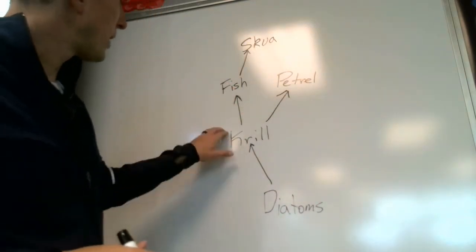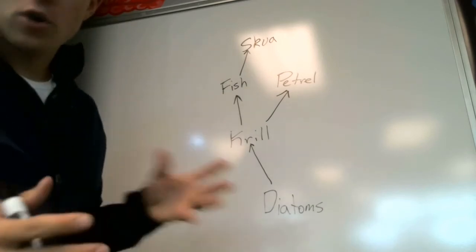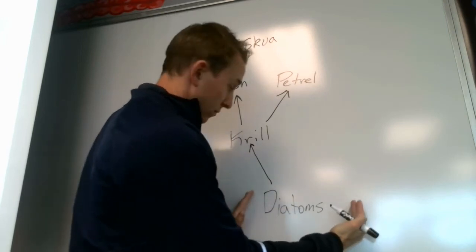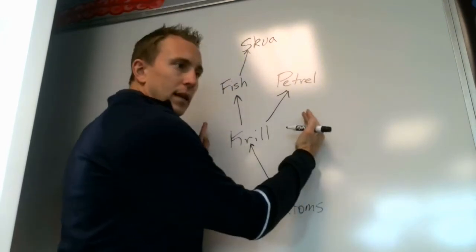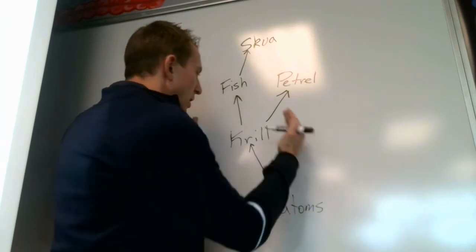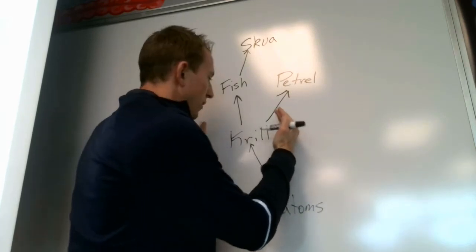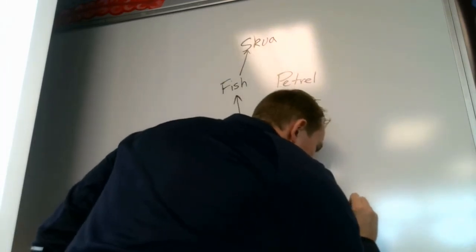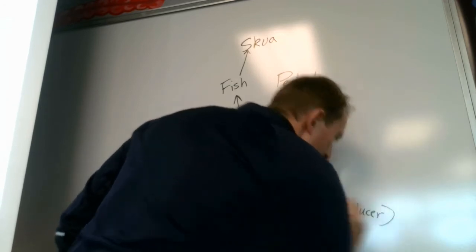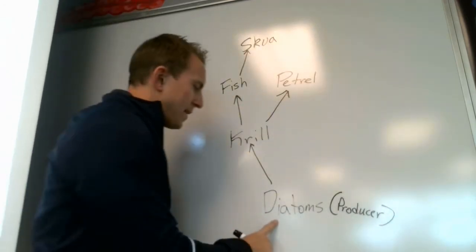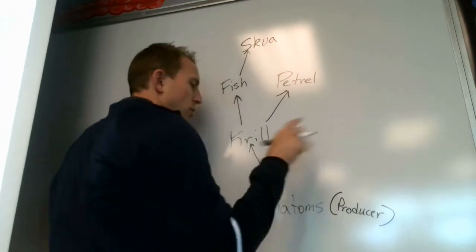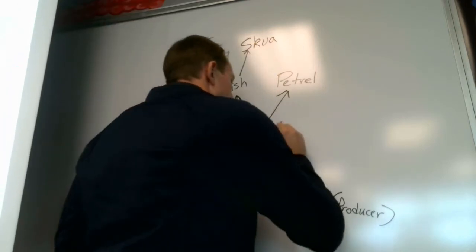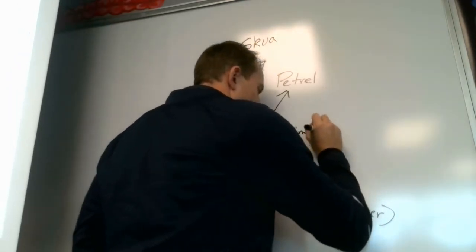So here we can see these different layers of trophic levels. At the bottom trophic level is going to be the producer. The next trophic level, the organism that eats the producers, is going to be the krill, and the krill are going to be primary consumers. As I mentioned, I want you to put their role in parentheses. So diatoms are producers. The krill, in this case, just because I'm only showing what's up here, are going to be the primary consumer.